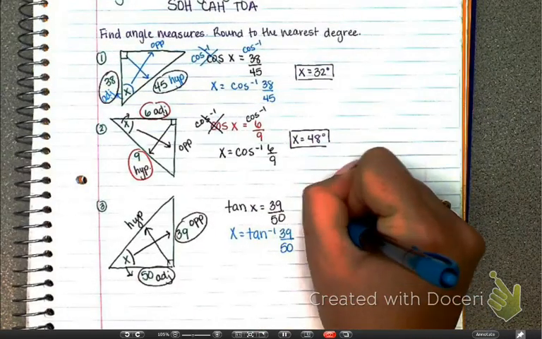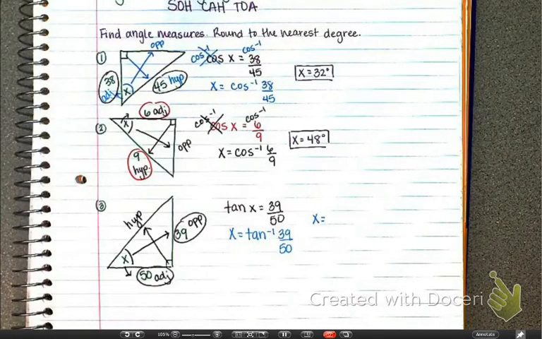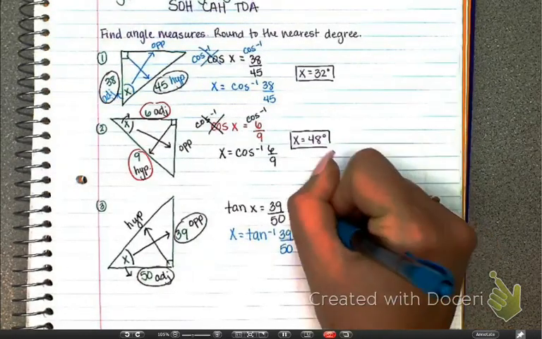Now, the only issue I saw was with rounding. So when you plug that into your calculator, you get 37.9, and I want it to the nearest degree. So you should have had 38 degrees.